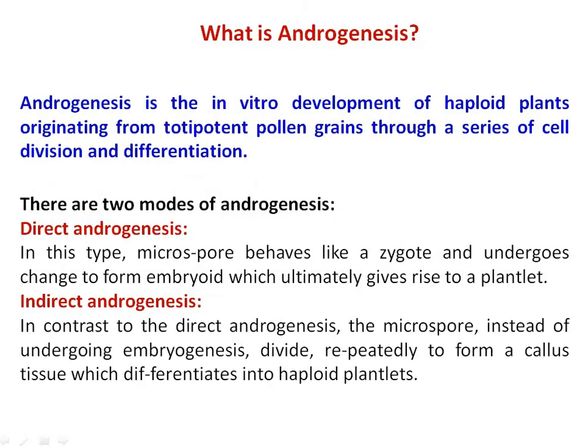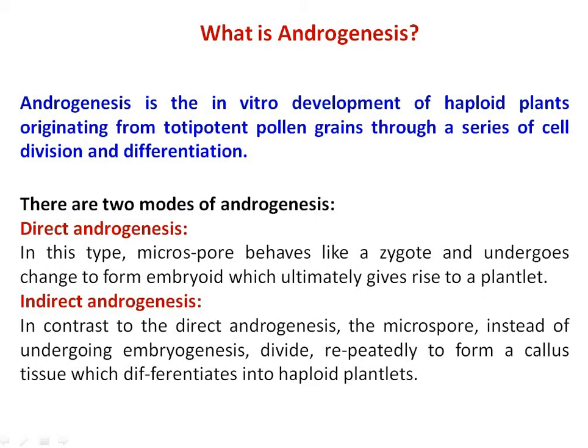Next, let's discuss androgenesis. So what is androgenesis? Androgenesis is the in vitro development of haploid plants originating from totipotent pollen grains through a series of cell divisions and differentiation.